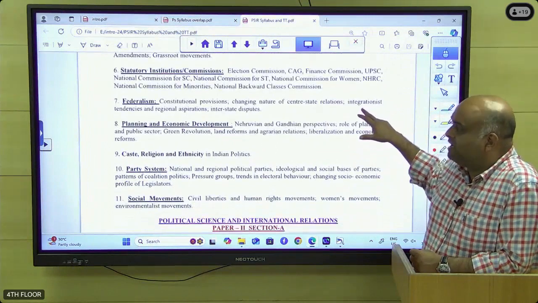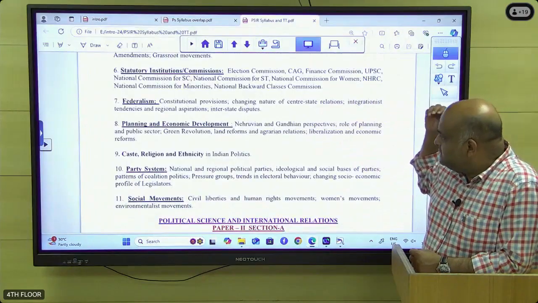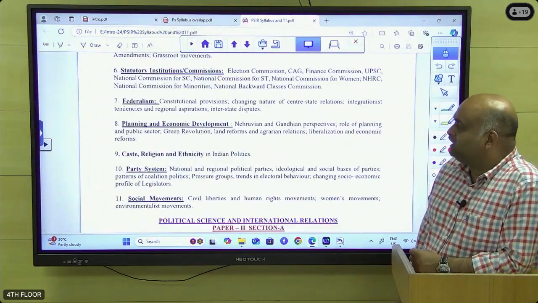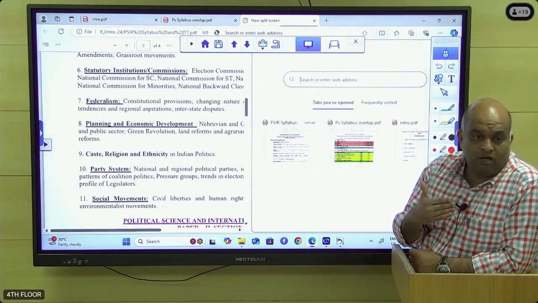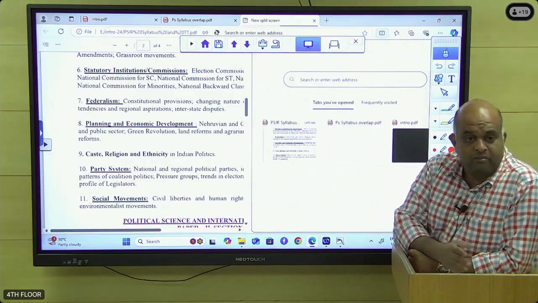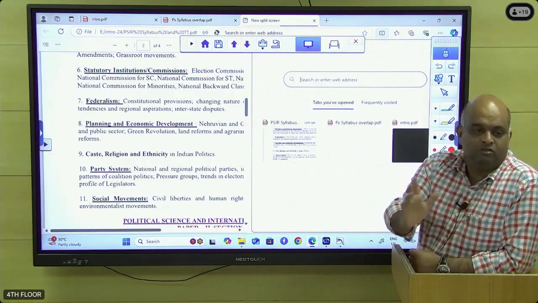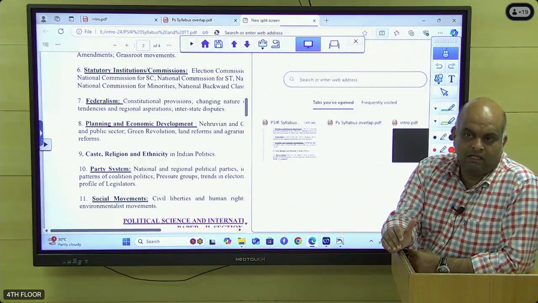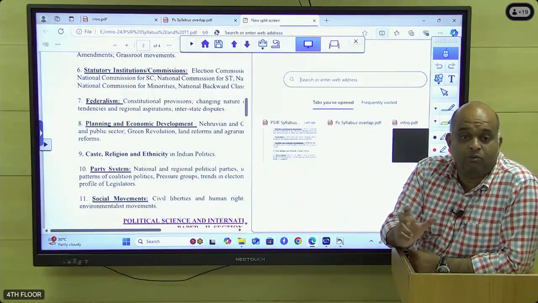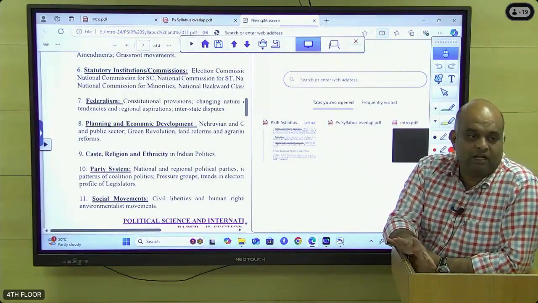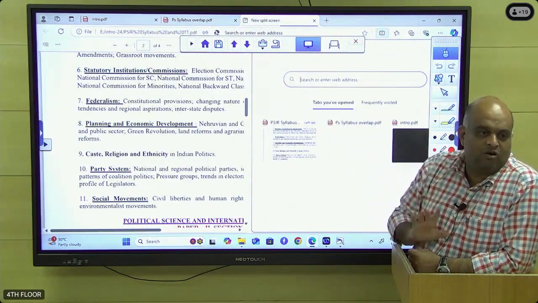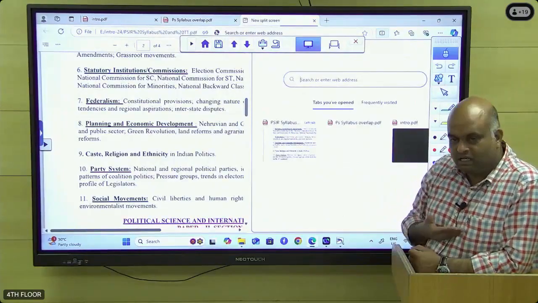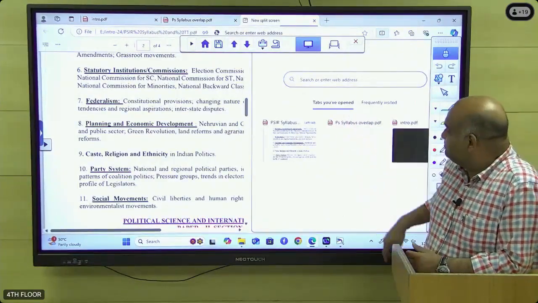Then the center-state relation, federalism, the constitutional provisions, the changing nature of center-state relations, integrationist tendencies and regional aspirations, and interstate disputes. So how the polity is going on between the union government and state governments, between states, and between state and union government. That part we will be discussing. State governments, particularly the regional political parties, will be asking for more autonomy. The nationalistic parties want a centralized government. So how things are, which is good, which is bad, and what different issues have come up over the years, those things we'll be discussing.